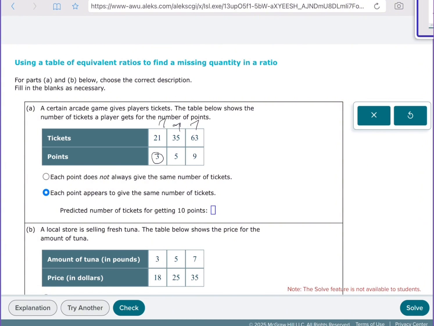And then predicted number of tickets for getting 10 points. If I multiply every amount of points by 7, then when I get 10 points, I'm going to multiply that by 7, which would give me 70 tickets.